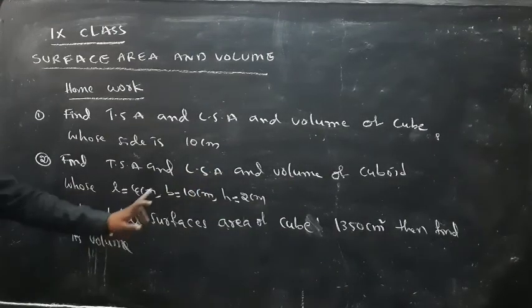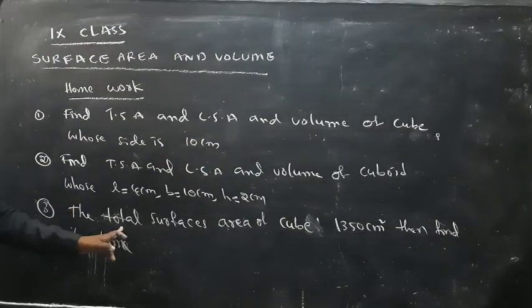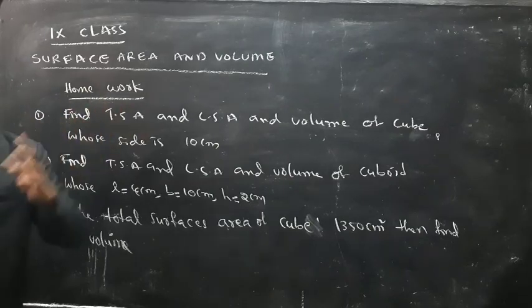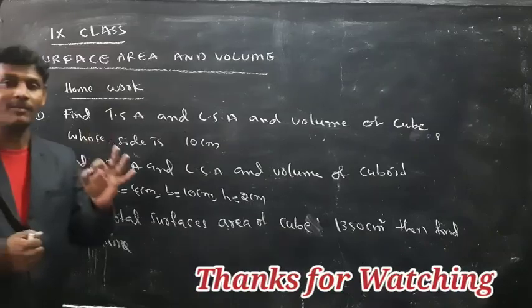The total surface area of cube is 1350 centimeters square. Here I know total surface area, but I don't know side of the cube. First you have to find the side of the cube. Then after you have to find the volume. So students, complete today's homework.